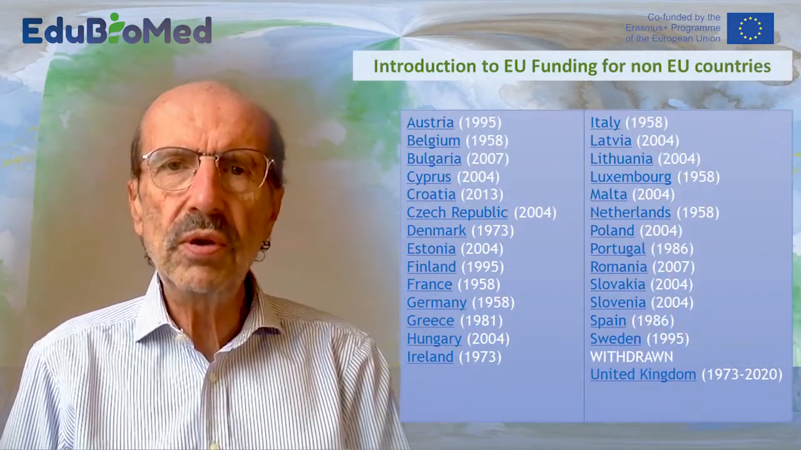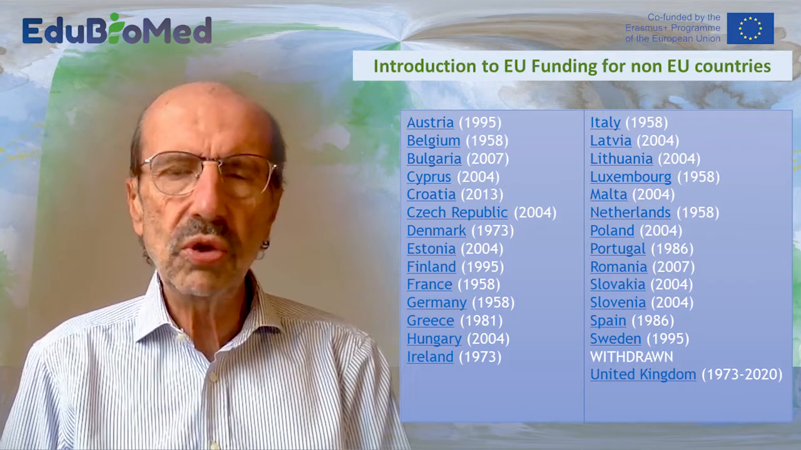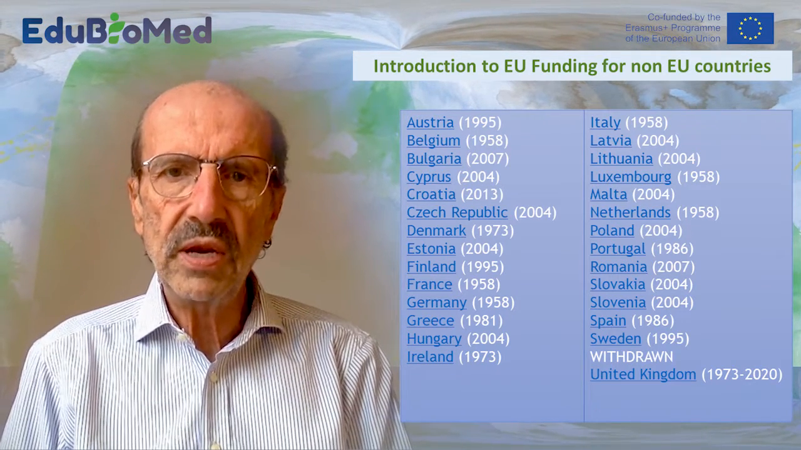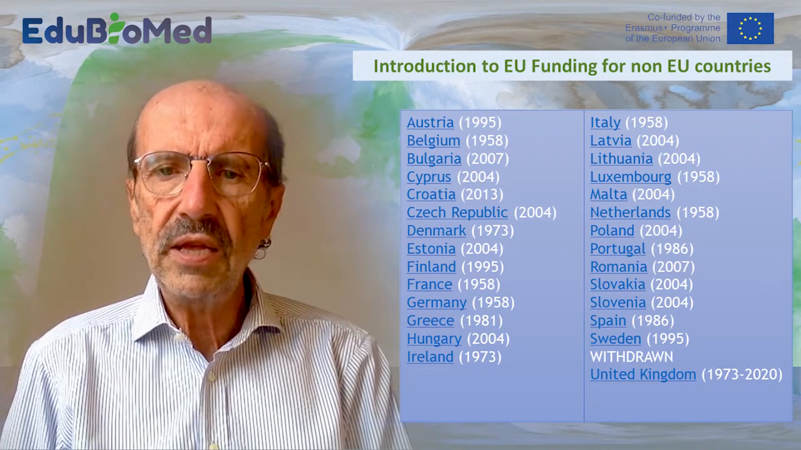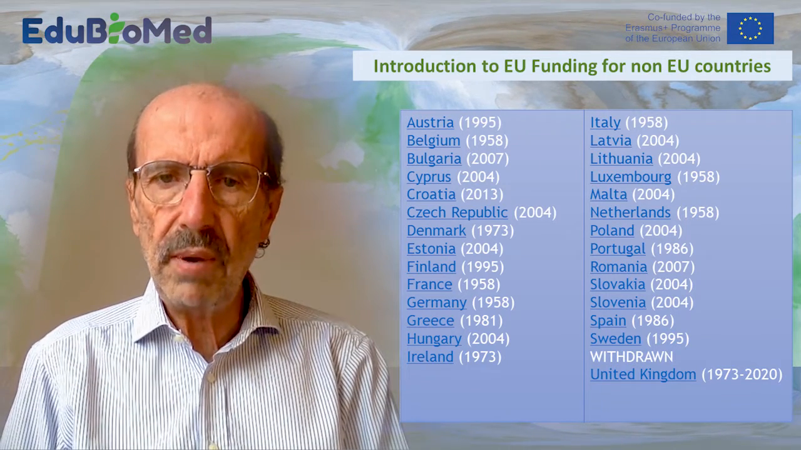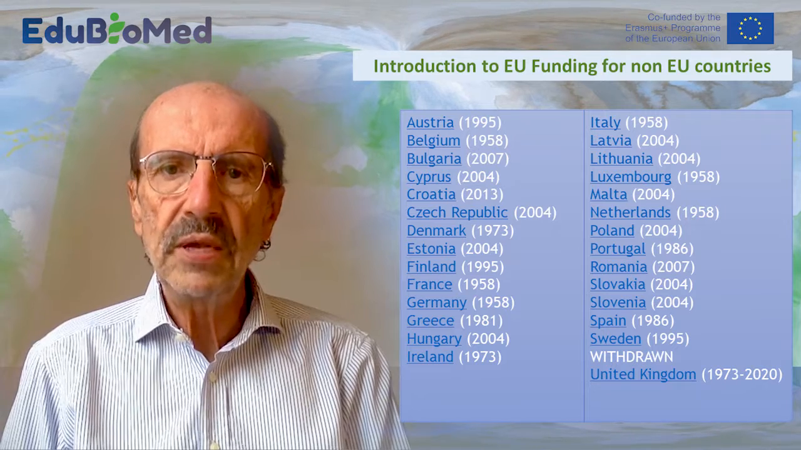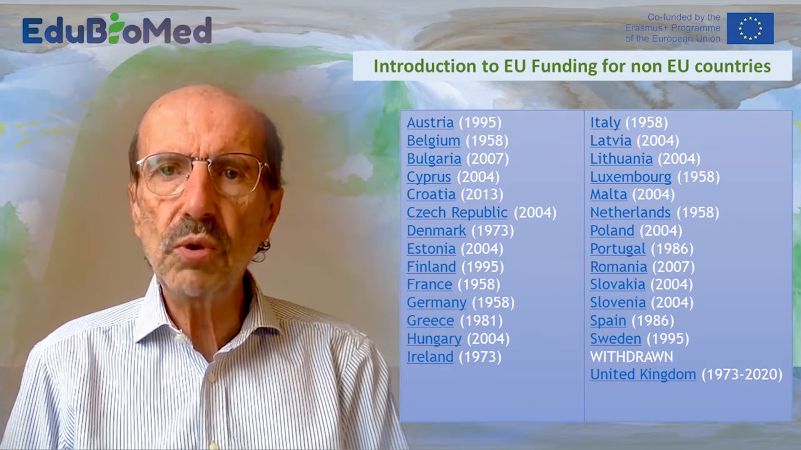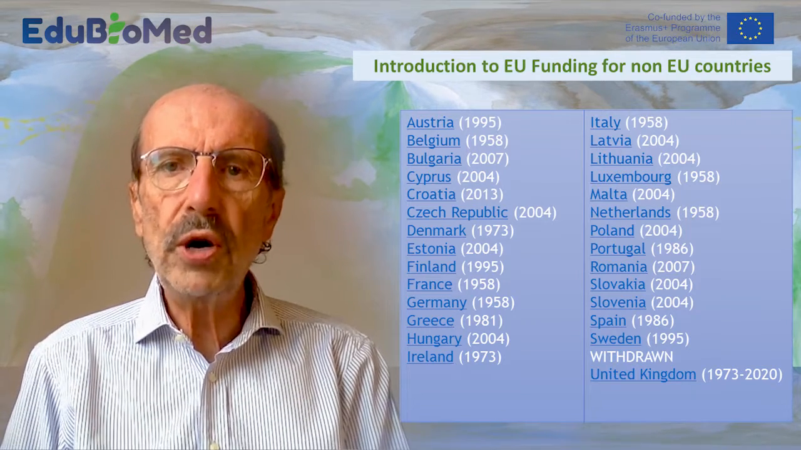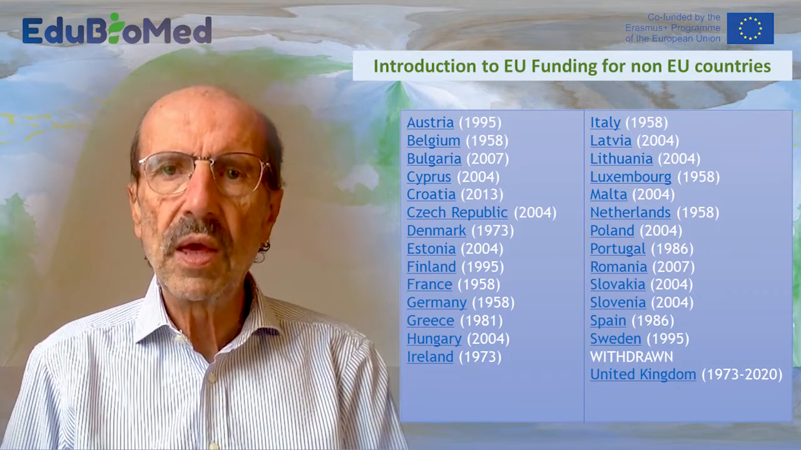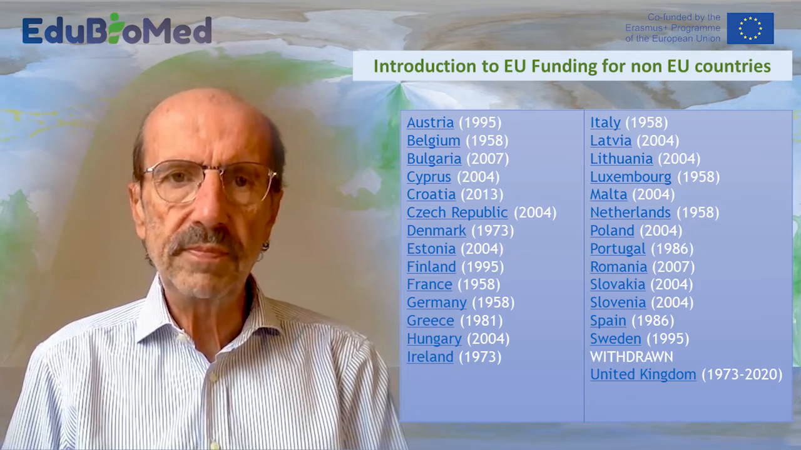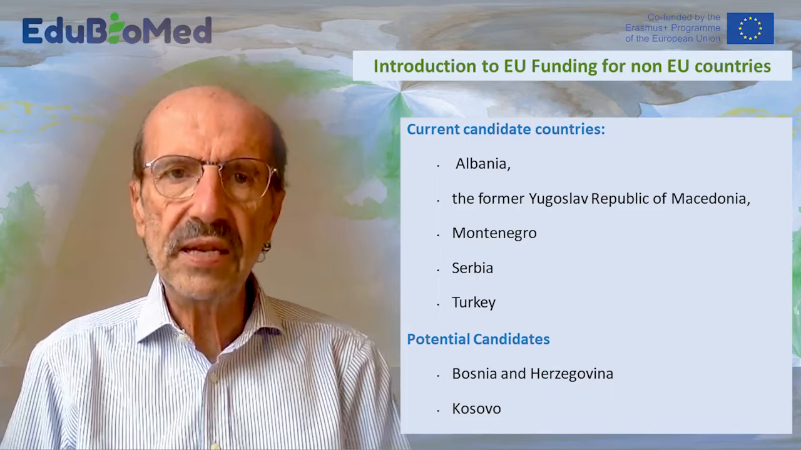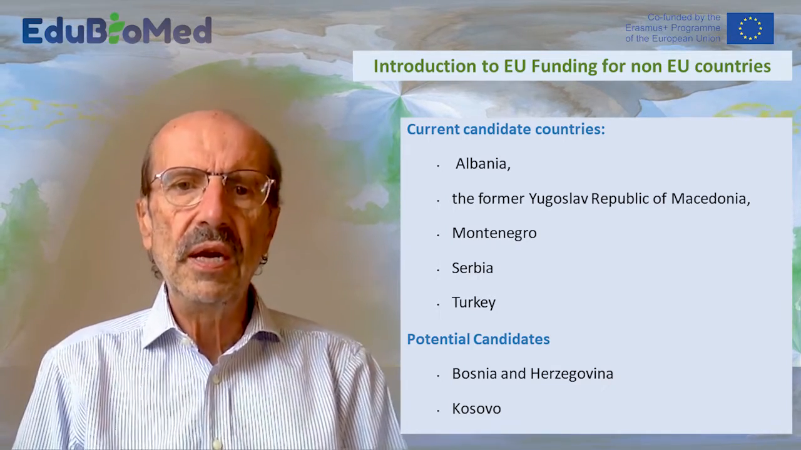As you probably know, the European Union is constituted by today 27 member states, which you have the list of here. And the United Kingdom used to be a member, but they decided to leave this year. It is important to know which countries belong to the European Union because most programs are reserved for European Union countries. However, there are other countries which are in the status of candidate countries, and you have the list here.